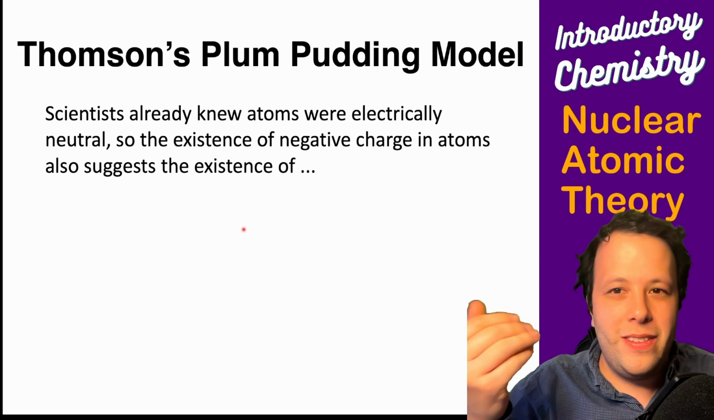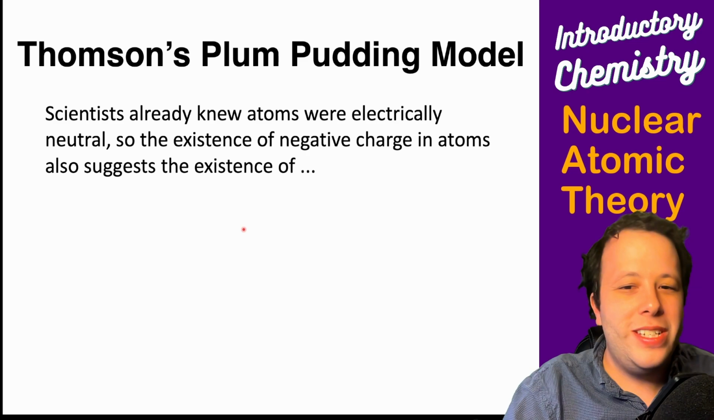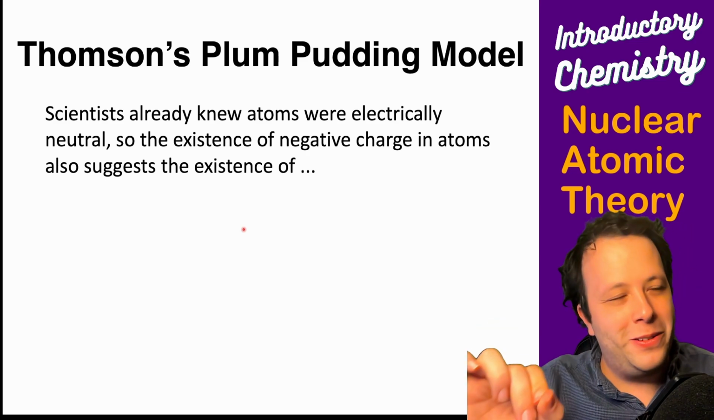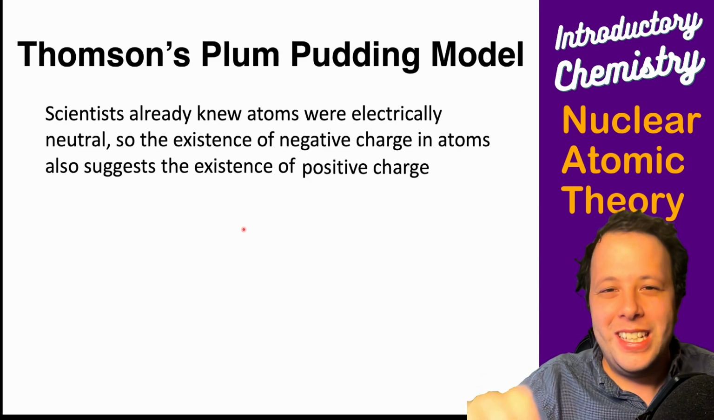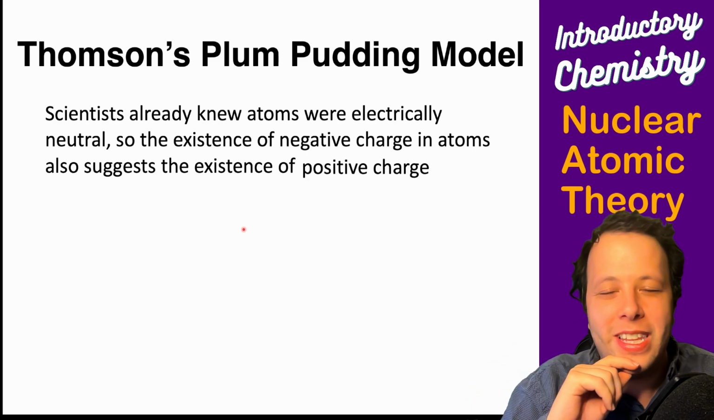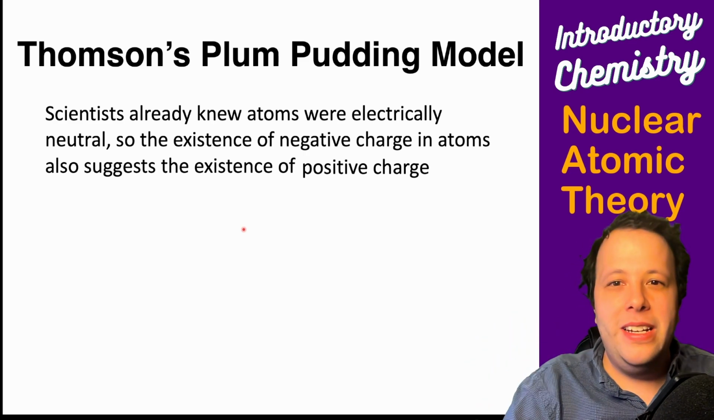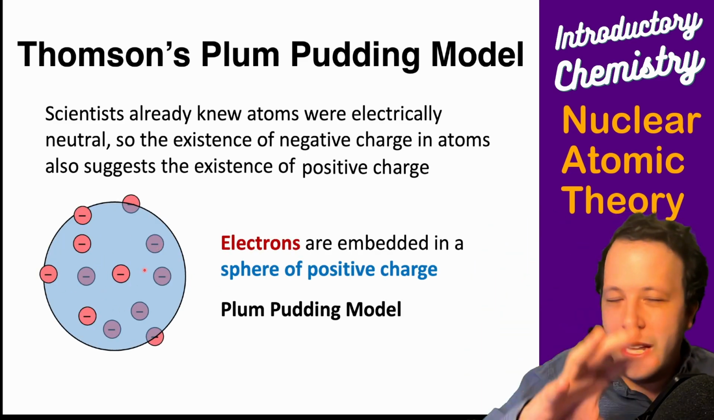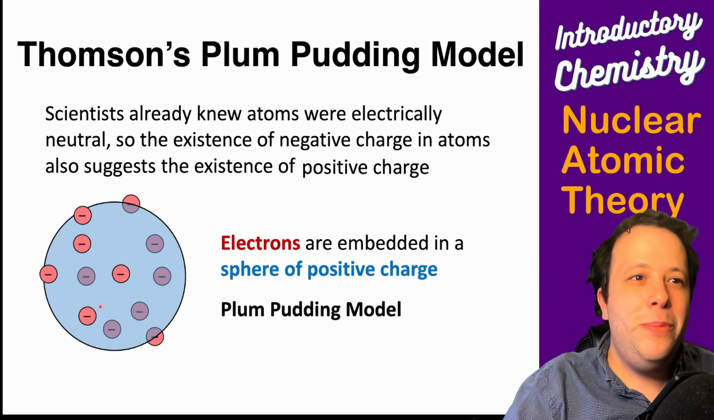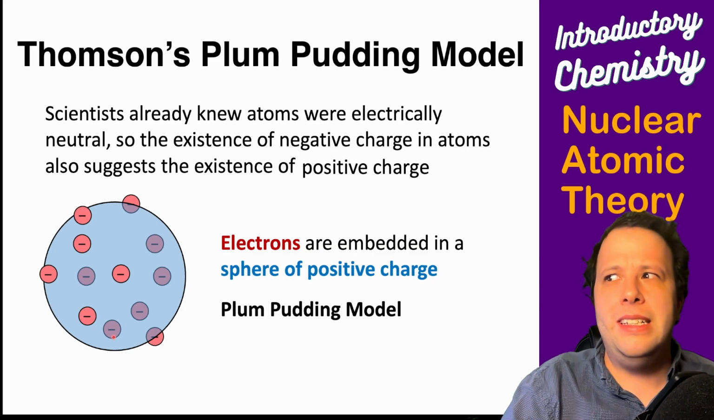Well, if there's a negative charge, there must also be a positive charge. So this is where the plum pudding model came from. Don't ask me about how the name came up, but essentially the way that he originally believed that the atom existed at the time was that electrons were embedded in a sphere of positive charge, okay? So being there's all these electrons that he could see that were getting repelled, they had to be embedded in this positive sphere. So, all right, you have this idea.